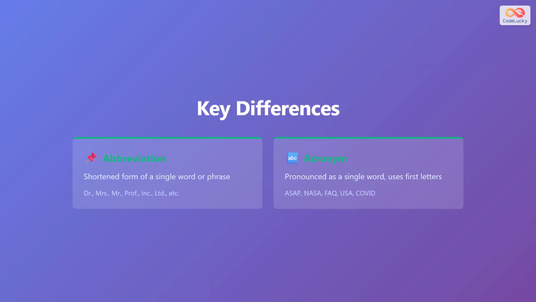Now, it's important to understand the difference between abbreviations and acronyms. Abbreviations are simply shortened forms of words, like Dr., Mrs., Mr., Prof., Inc., or Ltd. Acronyms, on the other hand, are words formed from the first letters of other words and are pronounced as single words. Examples include ASAP, NASA, FAQ, USA, and COVID.